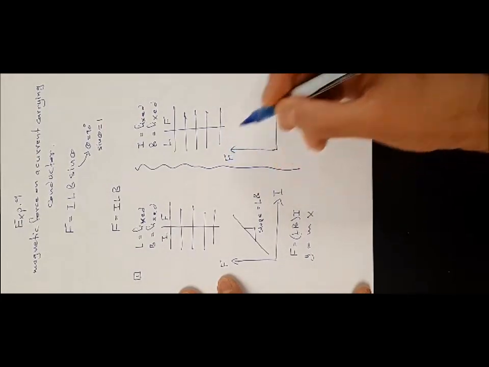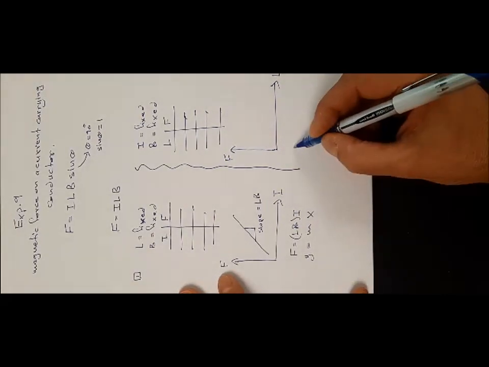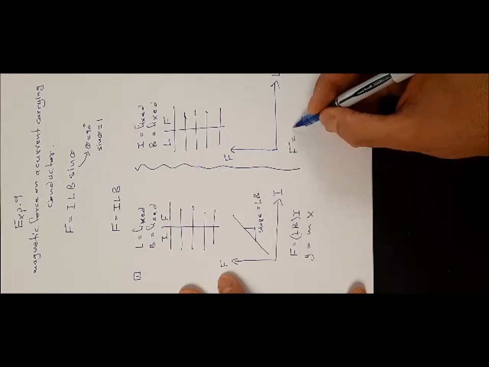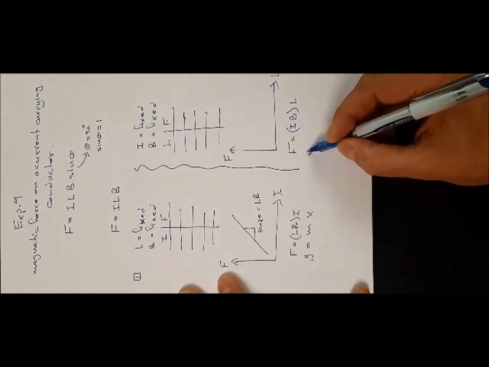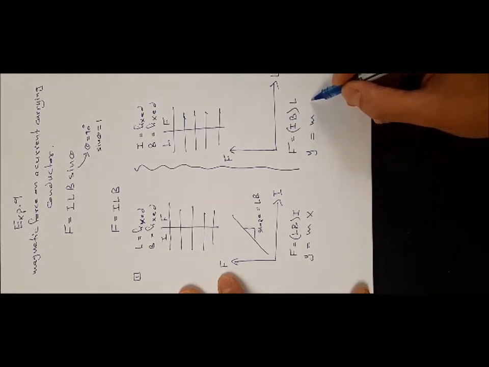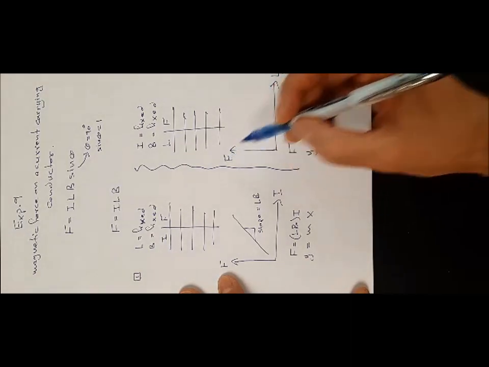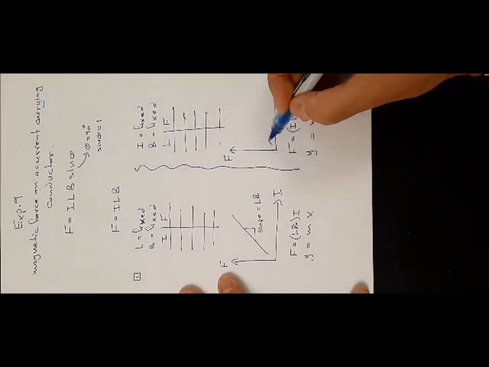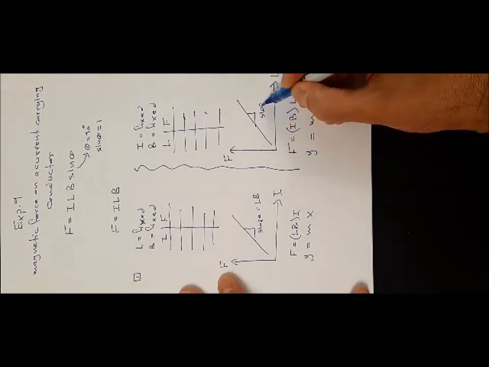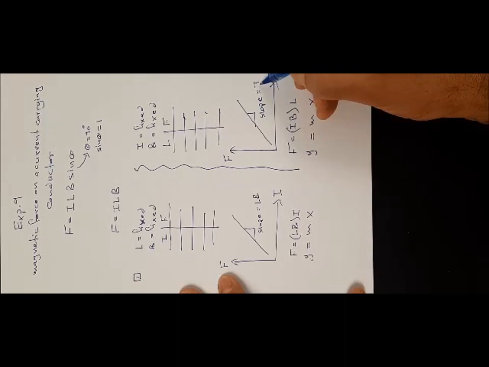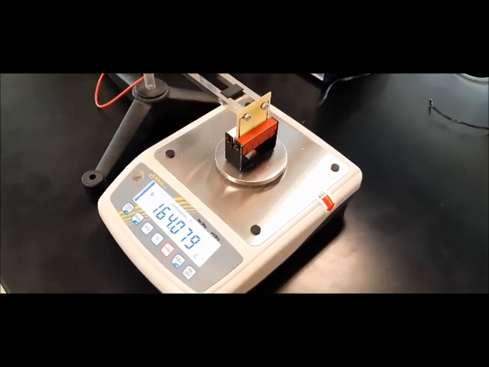The force on the y-axis, the length of the wire on the x-axis, and according to this formula, F equals IBL. This is again a straight line. When I use L as the x coordinate and F as the y coordinate, I will get a straight line with a slope that equals IB. Then I will go now to part 2.